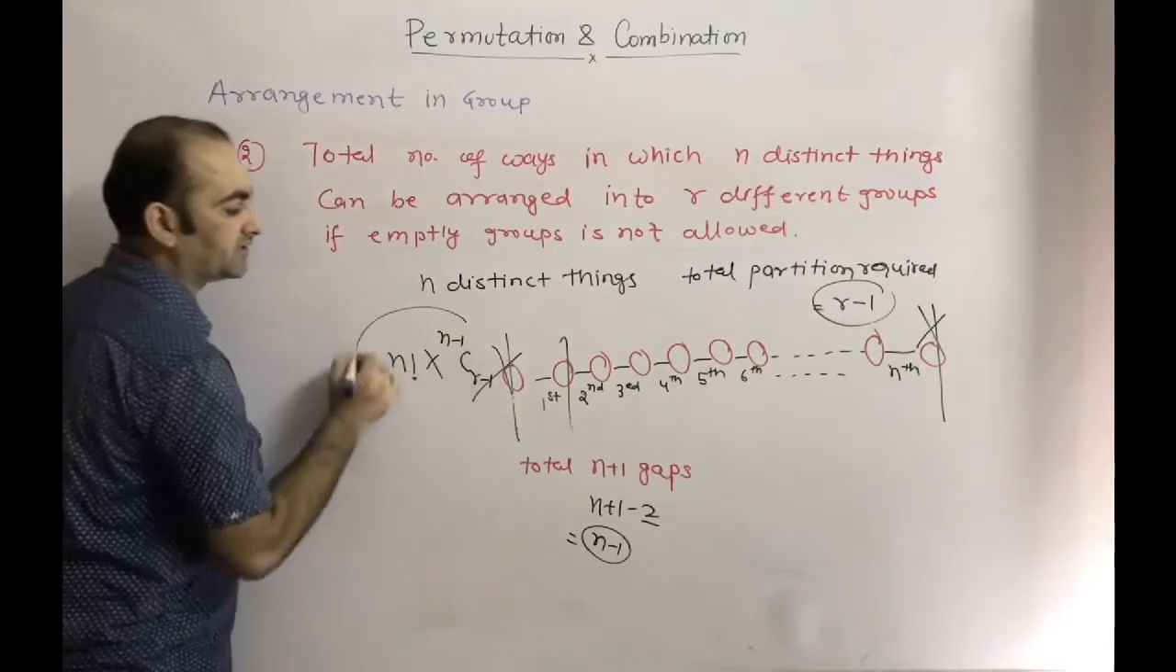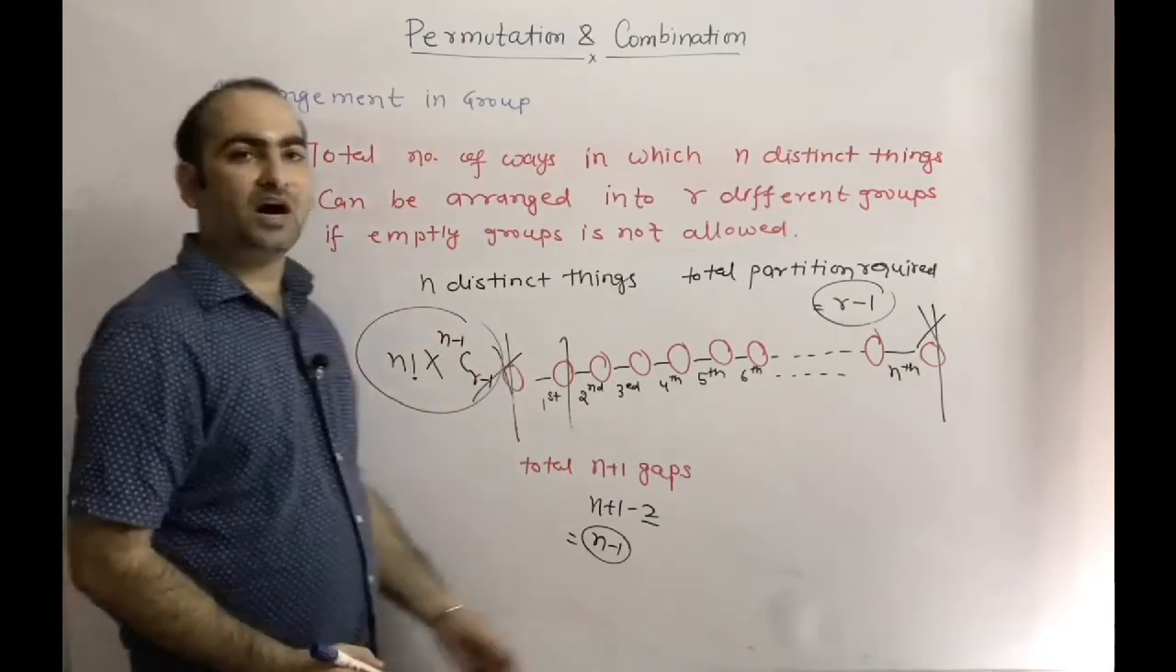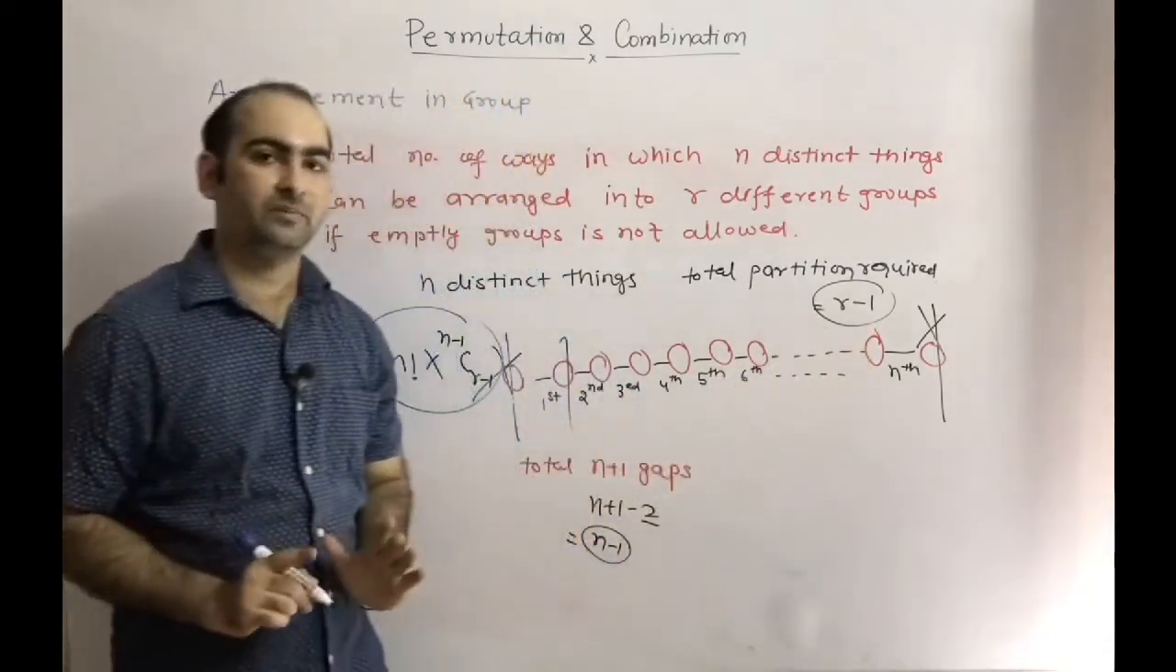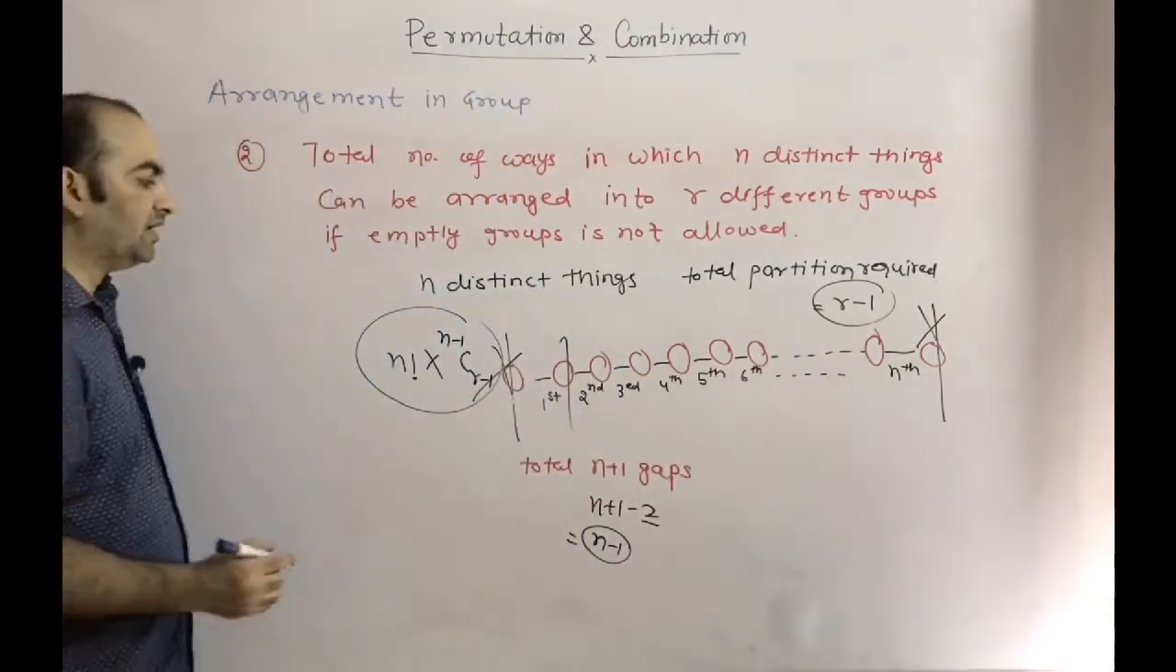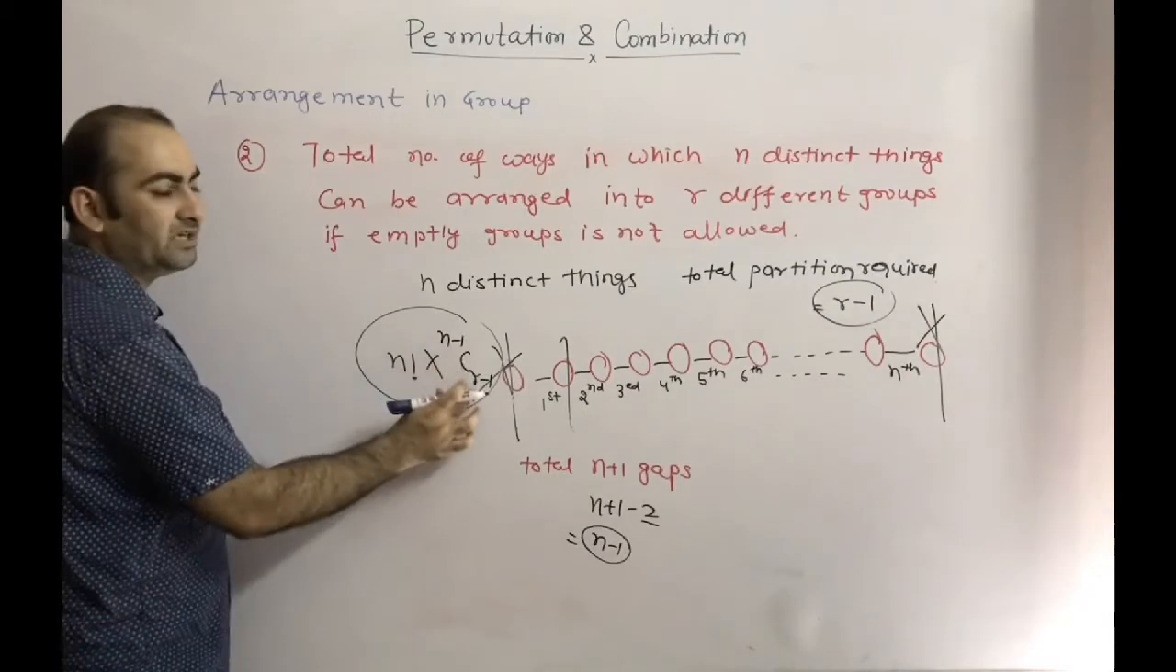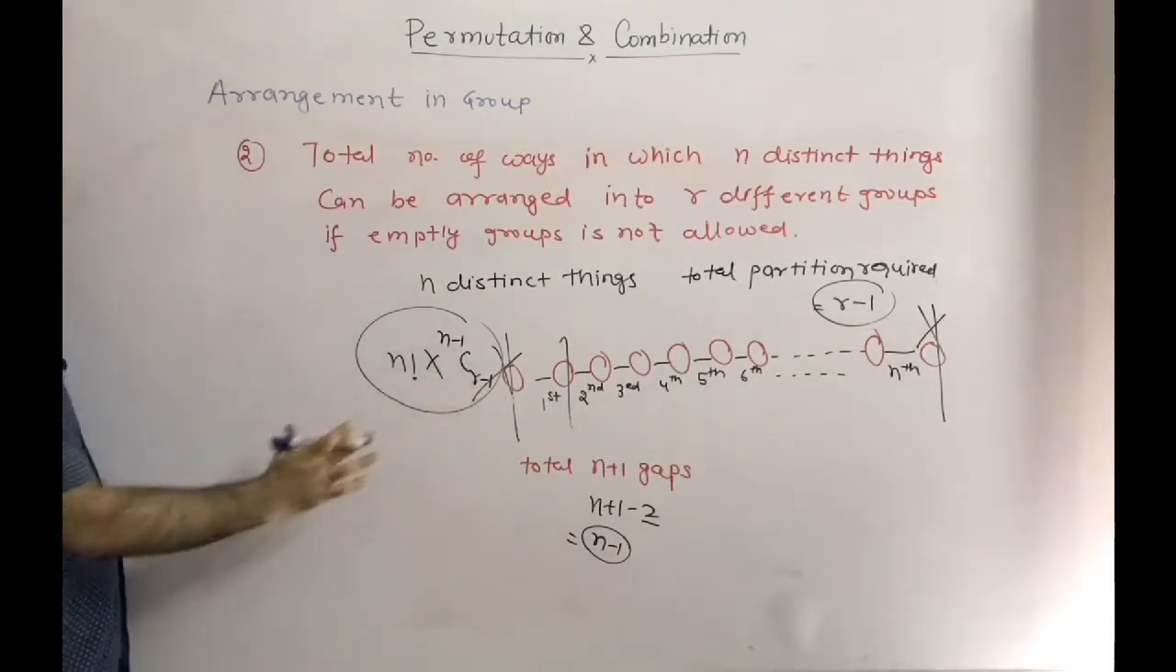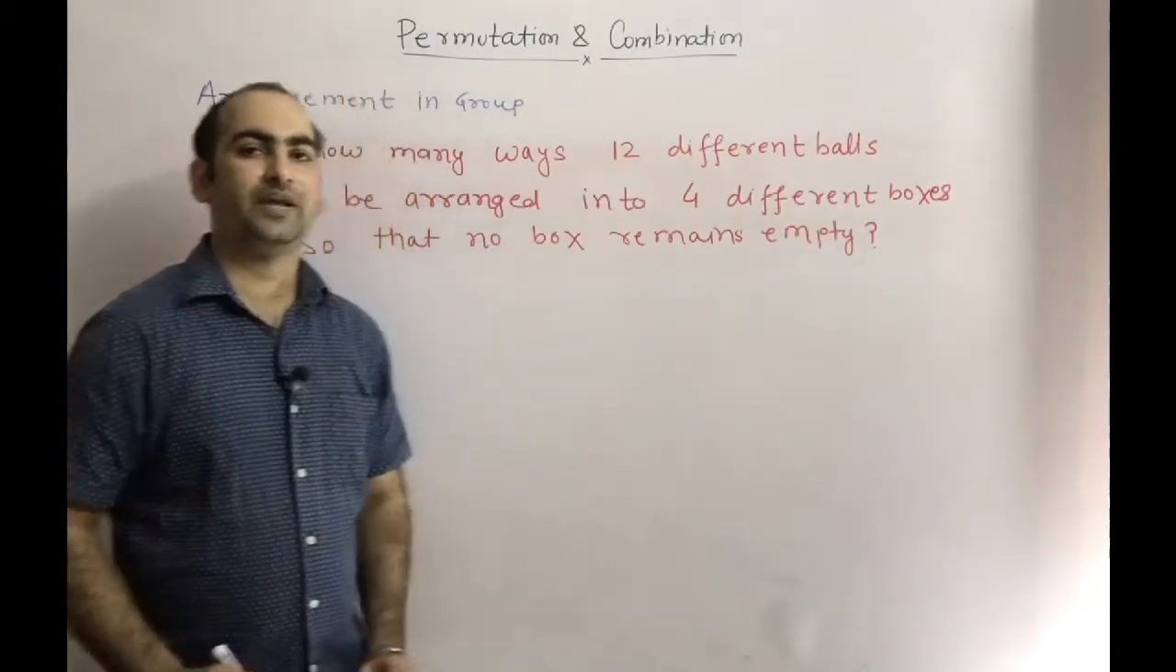So that is your answer, because the arrangement of r minus 1 partitions is one way, since all are identical. So the answer is n factorial into n minus 1 C r minus 1. Now we are discussing one example.